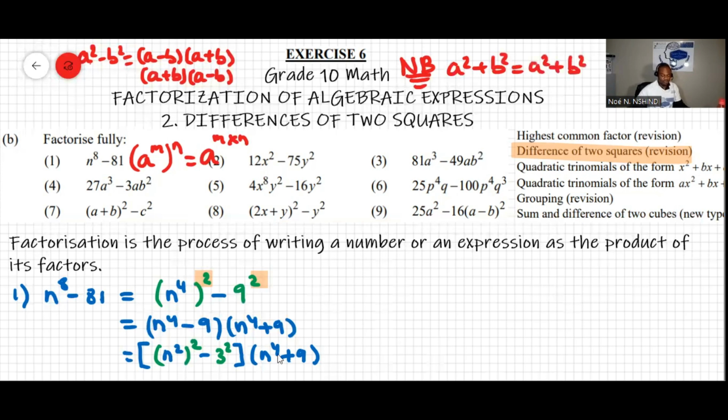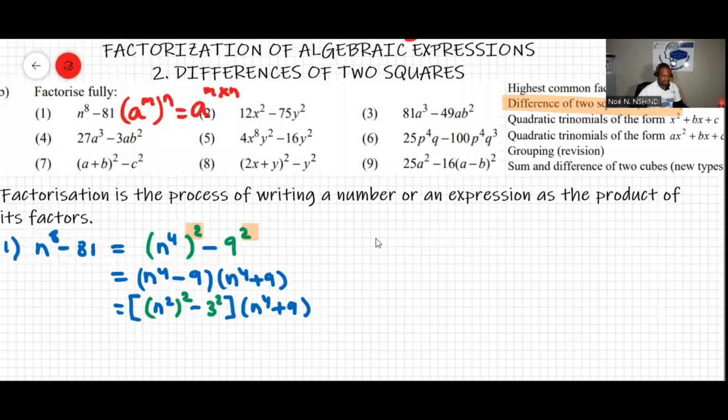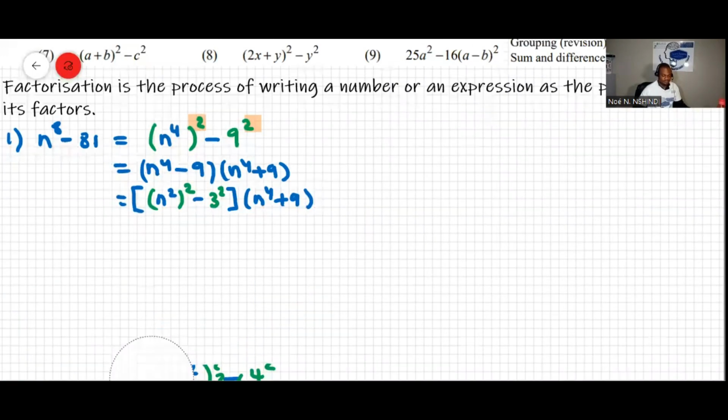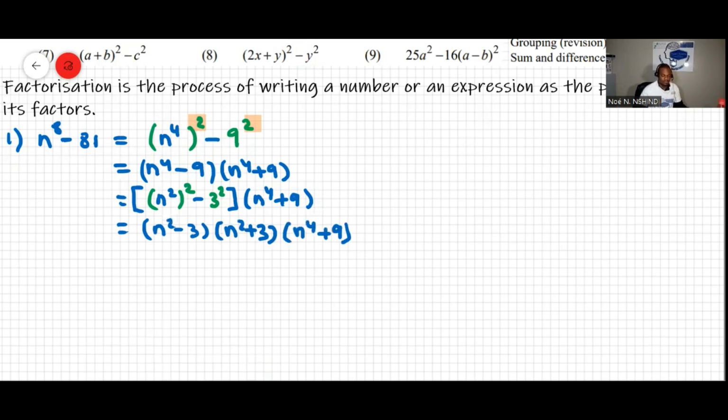So now this will be equal to n squared minus 3 in the bracket, and then n squared plus 3, applying the difference of two squares formula, and then n to the power of 4 plus 9. Okay. Now we can say we fully factorize. 3 is not a square number, so we stop there. We cannot factorize further. We stop there.